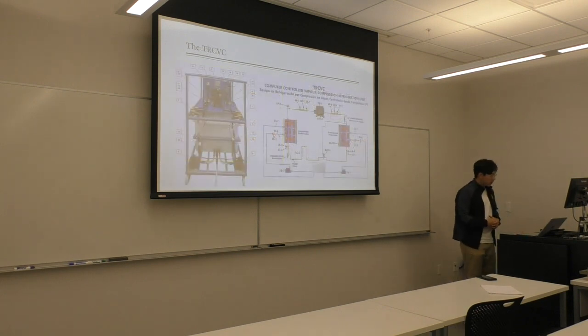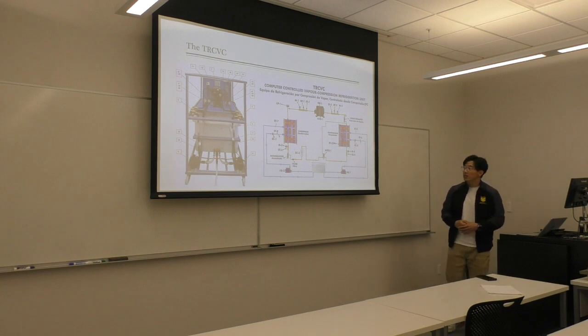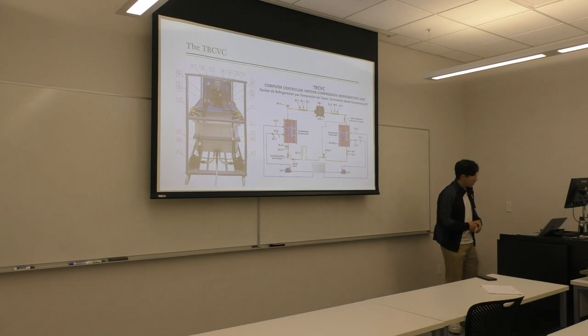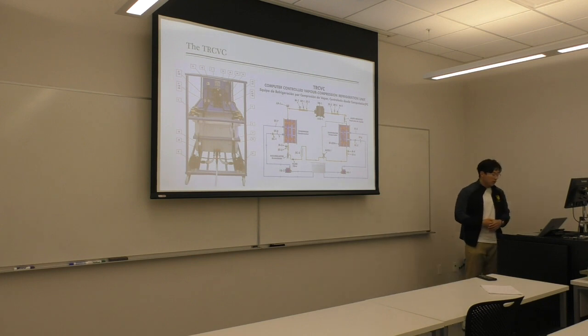And this is our setup. This is the computer-controlled vapor compression refrigeration unit that we use. Very easy to use, we just flip a few buttons and it runs, and then we get all of our readings from the computer. As you can see, it's equipped with a compressor, evaporator, and a condenser.